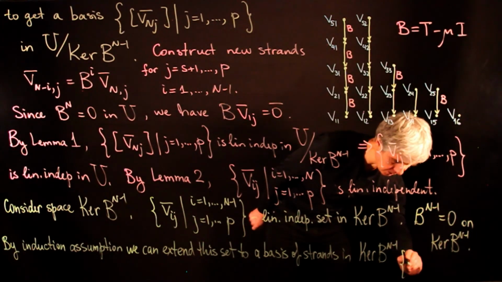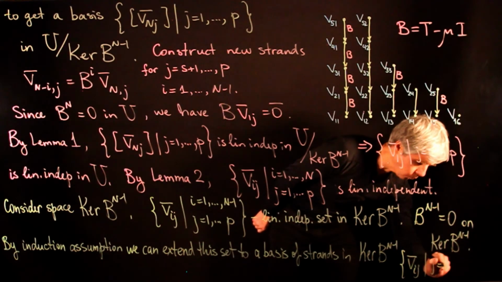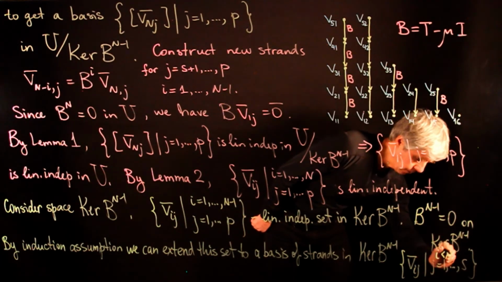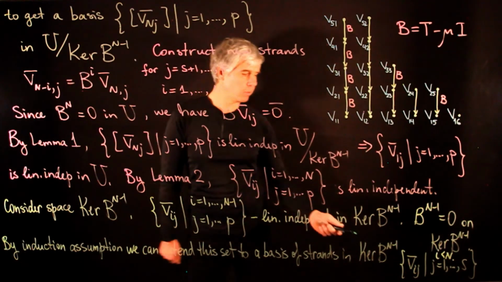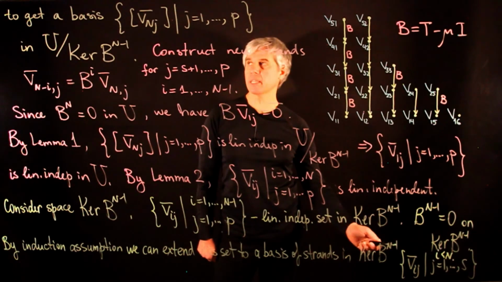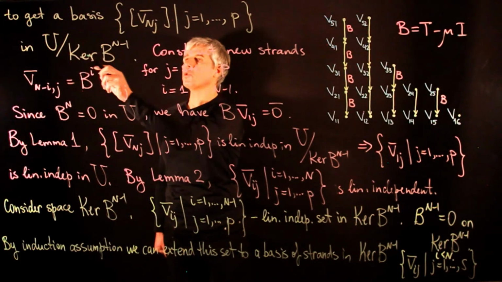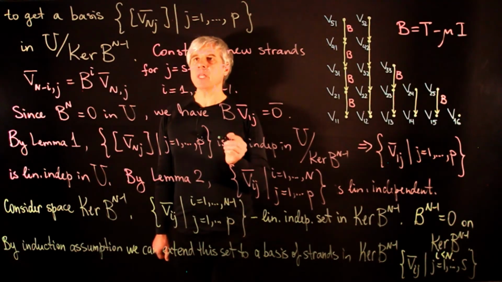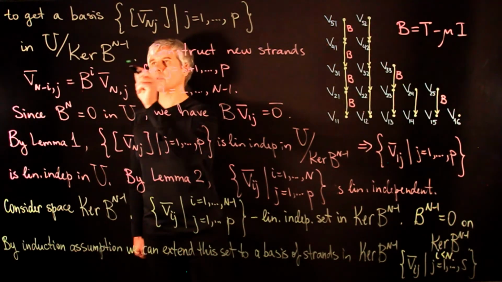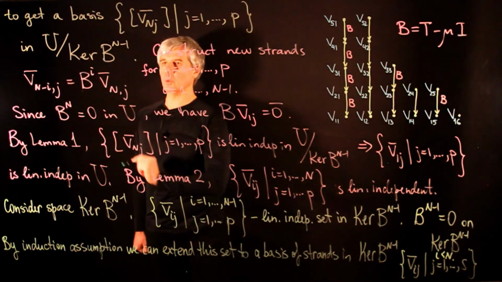So we'll denote this set as v_ij, where j now goes from 1 to s, and i is less than n. So what do we have now? Now we have a basis of a subspace, the kernel of B to the n minus 1, and a basis of the quotient space, U quotient by this kernel. By applying our result that relates the basis of the whole space to the basis of a subspace and the quotient space, we obtain the basis of U.